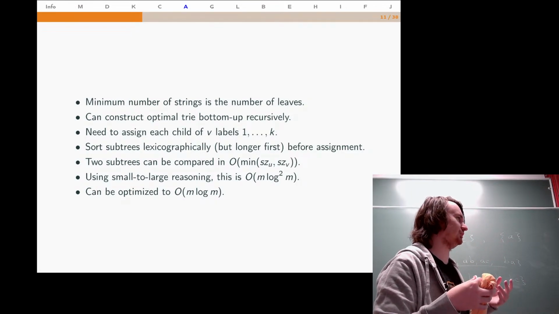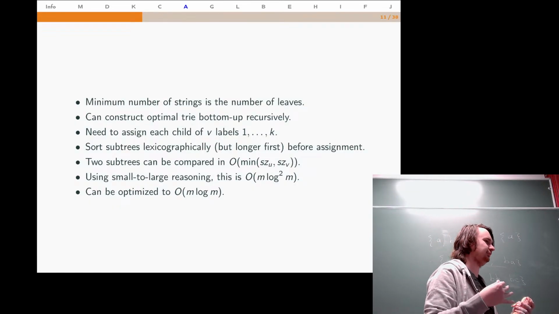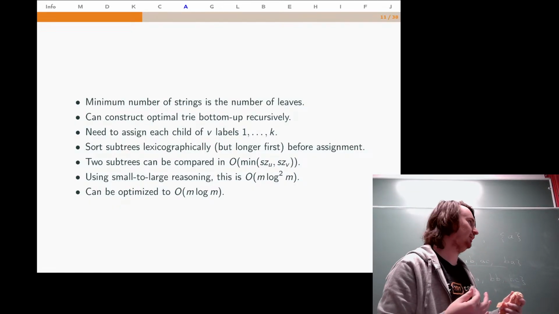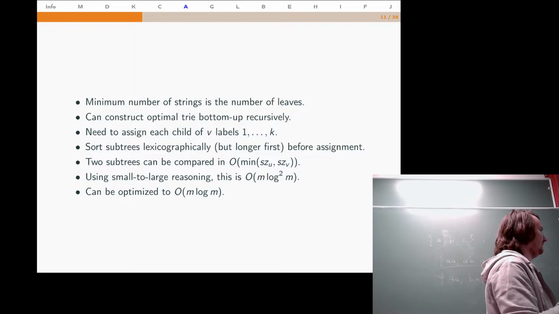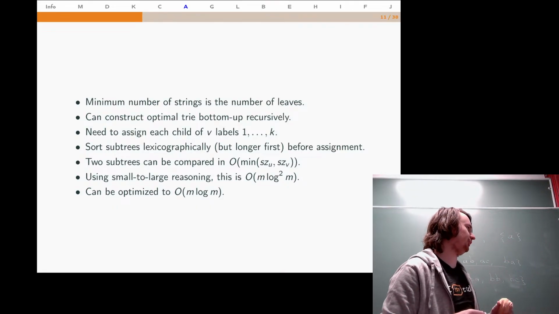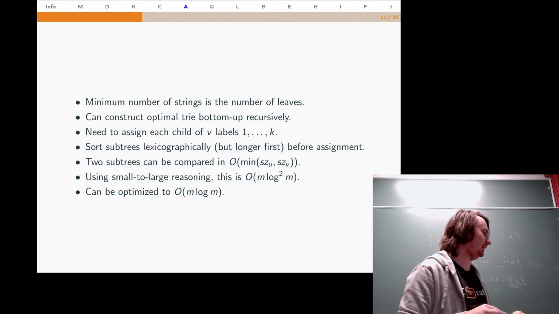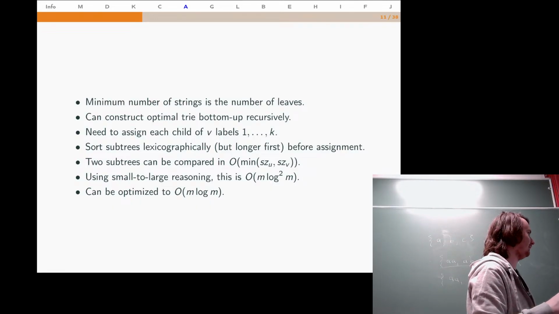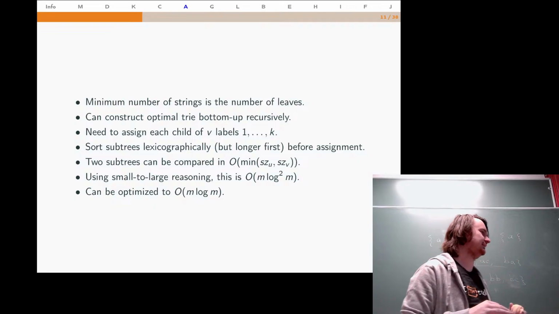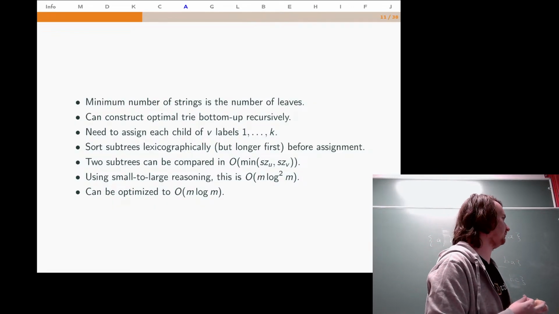is proportionate to the size of the smaller tree, and then by the small to large reasoning, we can prove that the total complexity of this procedure will be equal to m log squared n. Now the author also claims that it is possible to fully optimize it to m log m. I didn't look much further into that approach, but you can read about it in the text editorial. And yeah, this should be it for this problem.